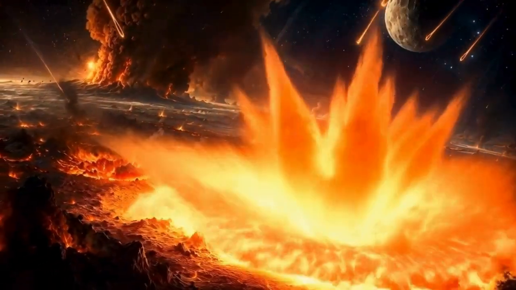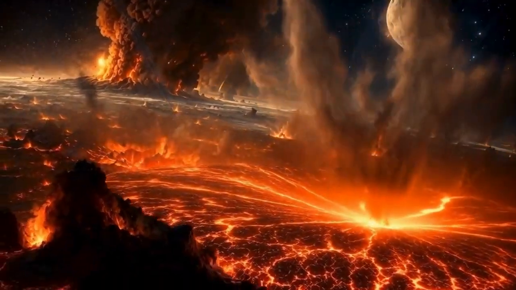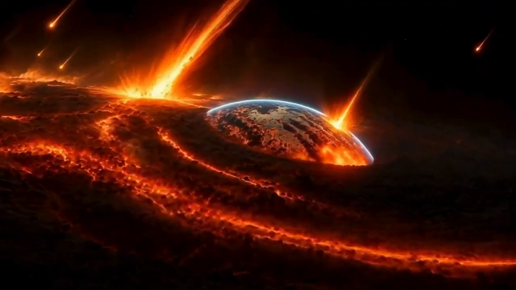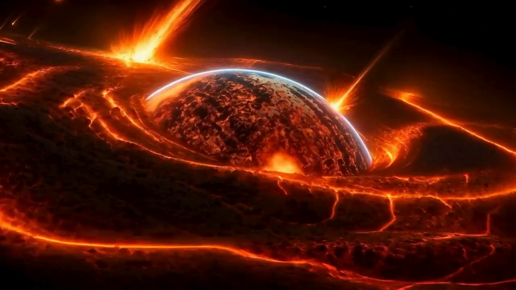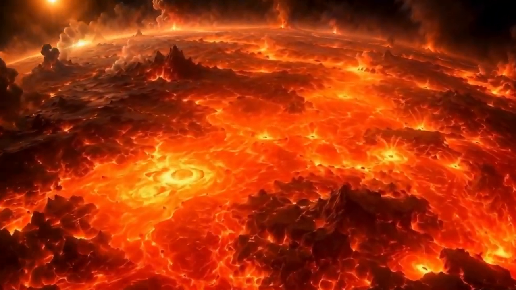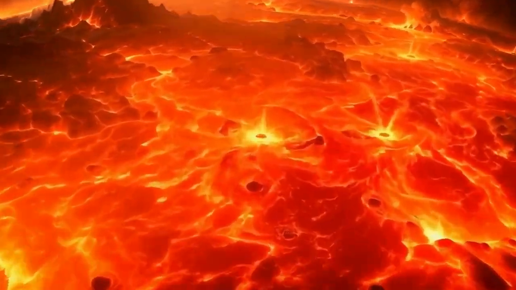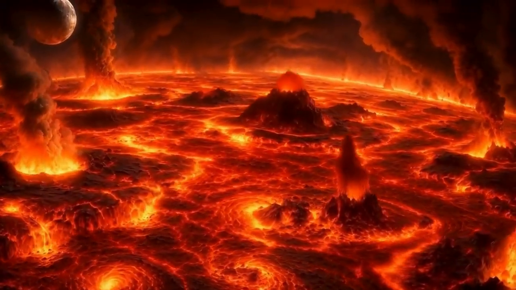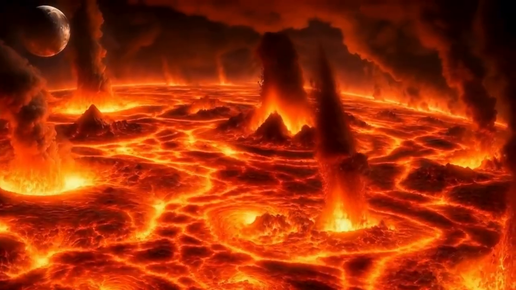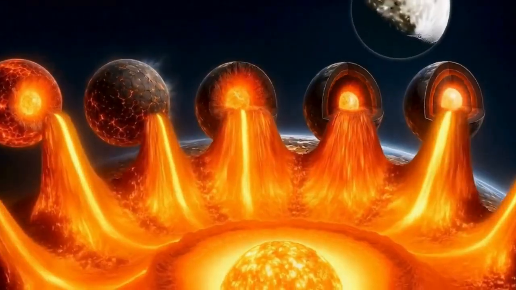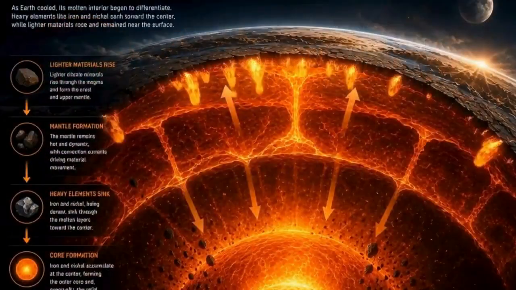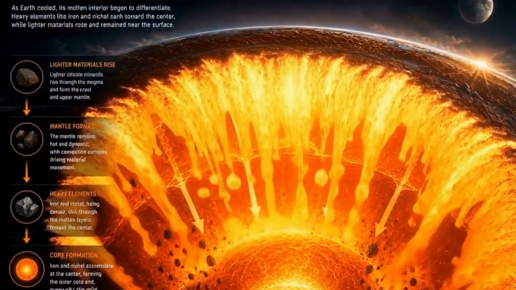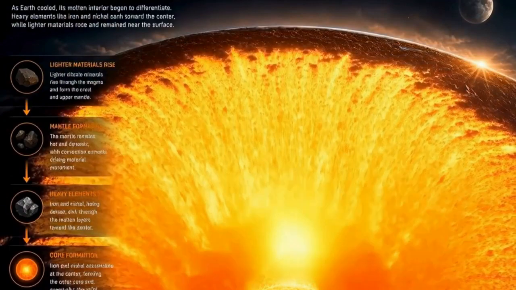Constant meteorite impacts released enormous amounts of energy. In addition, the decay of radioactive elements within the planet generated significant amounts of heat. As a result, much of Earth remained in a molten state. Its surface was covered by a vast ocean of magma, stretching to depths of several kilometers. Over time, the planet's internal structure began to take shape. While heavier elements such as iron and nickel sank toward the center, lighter materials remained in the upper layers.